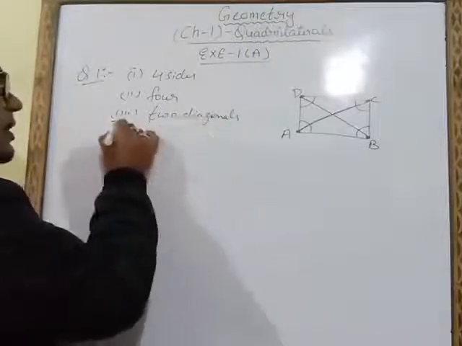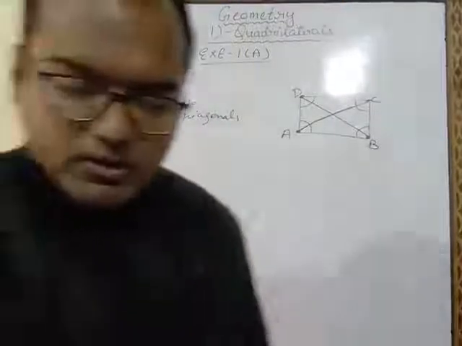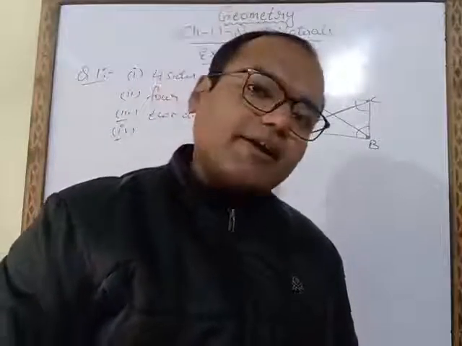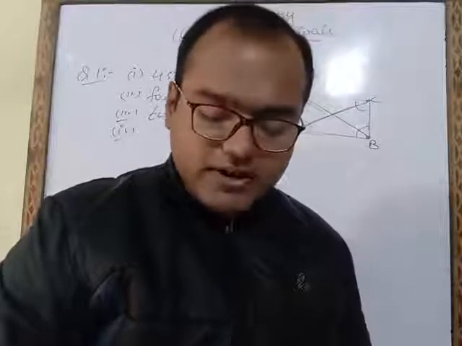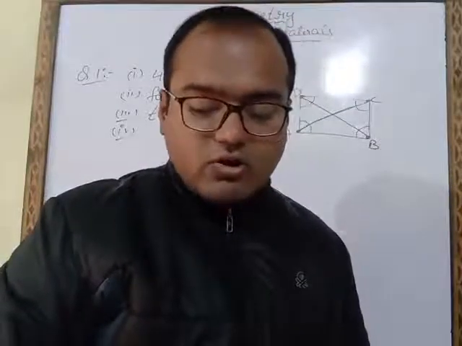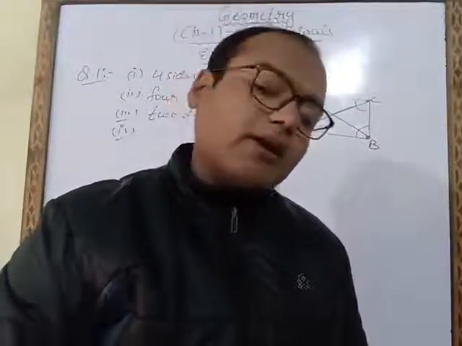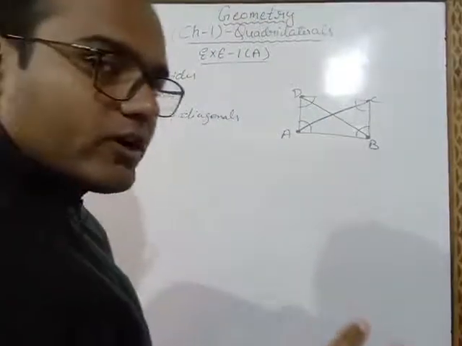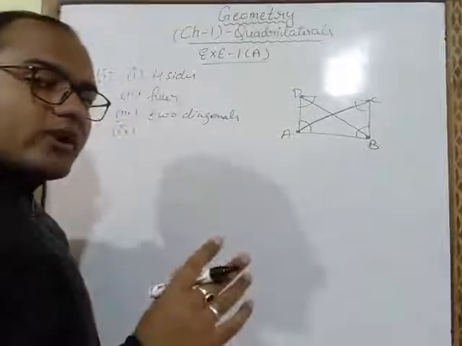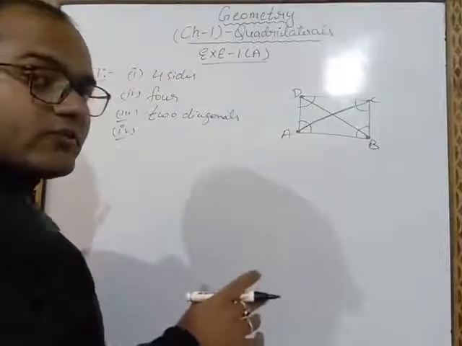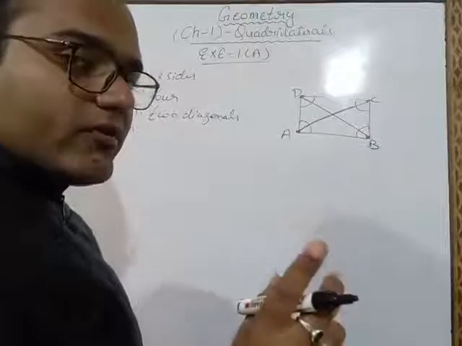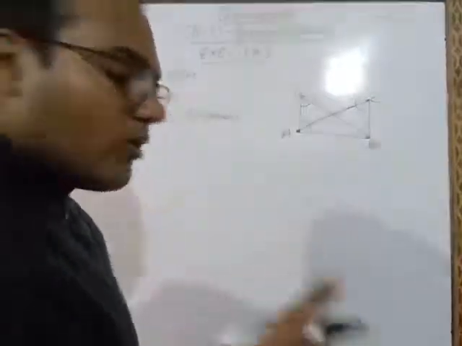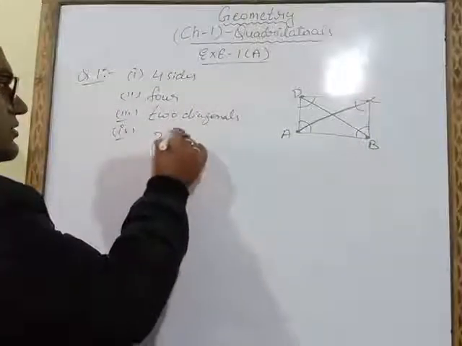Fourth part. The sum of all the angles of a quadrilateral equals dash right angles. First of all, we will write the sum of all the four angles of a quadrilateral. What is the sum of all the four angles of a quadrilateral? I had already explained. With the formula (2n minus 4) into 90 that we used earlier, the sum of all the interior angles of a quadrilateral we got was 360.